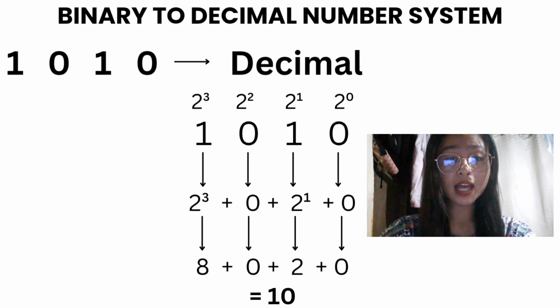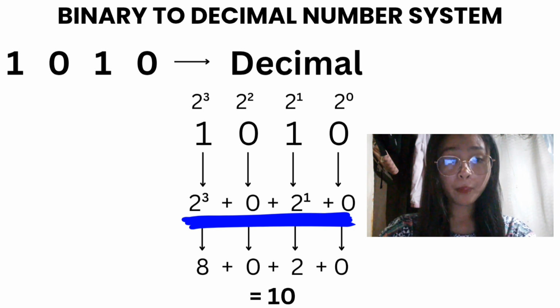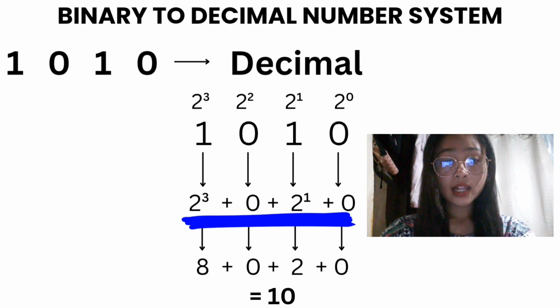Repeat the process until you're in the last number, which is 0. Now, we're gonna add these values, which are now 2 to the third power plus 0 plus 2 to the first power plus 0. Remember, everywhere you see a 0, you can ignore it. So, we only have to focus on the numbers that contain a 1. Now, let's add up these numbers.